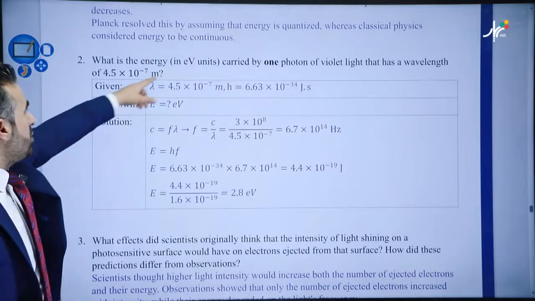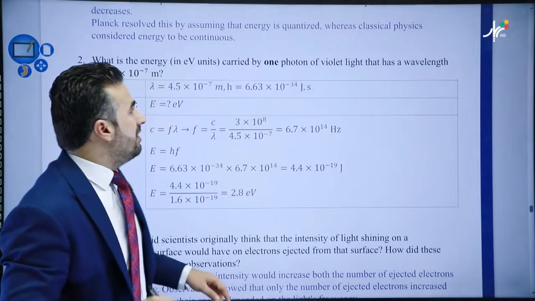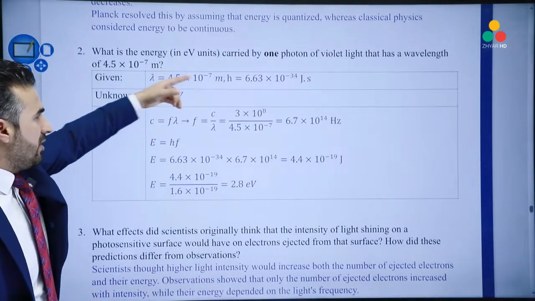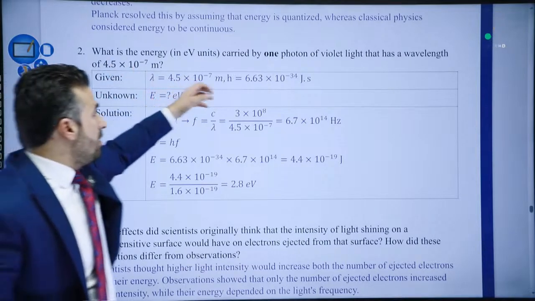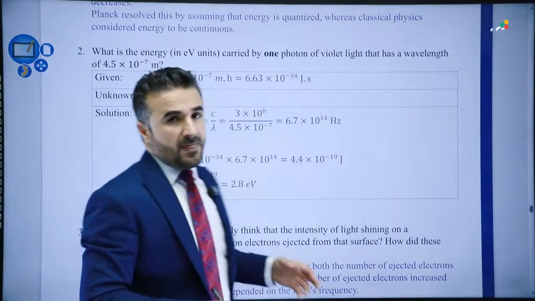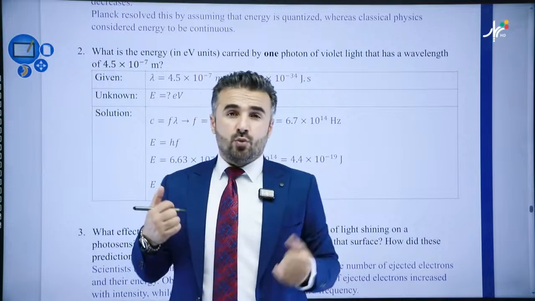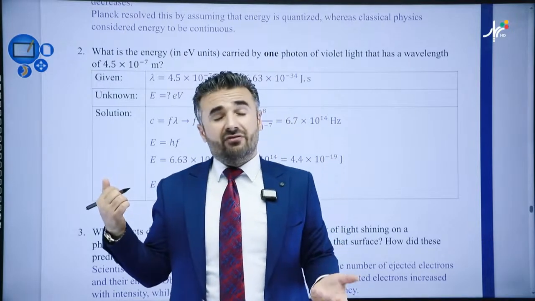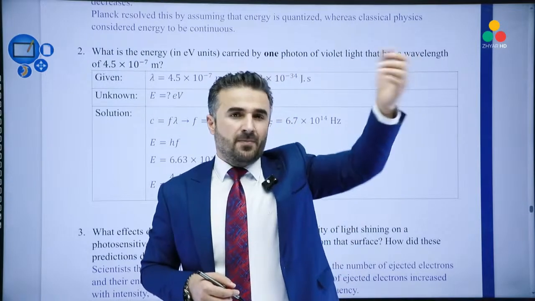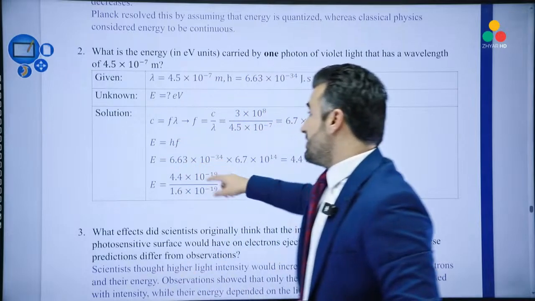Okay, now another question which is very similar to what we have solved. It says, what is the energy in electron volts carried by one photon, that is quantum number 1, of violet light that has a wavelength of this much here. We have the wavelength, we have Planck's constant. Find the energy. We know that energy is equal to hf, Planck's constant times the frequency. But here we have the wavelength instead of the frequency. So we'll just say frequency equals the speed of light over the wavelength, and then multiply by Planck's constant.